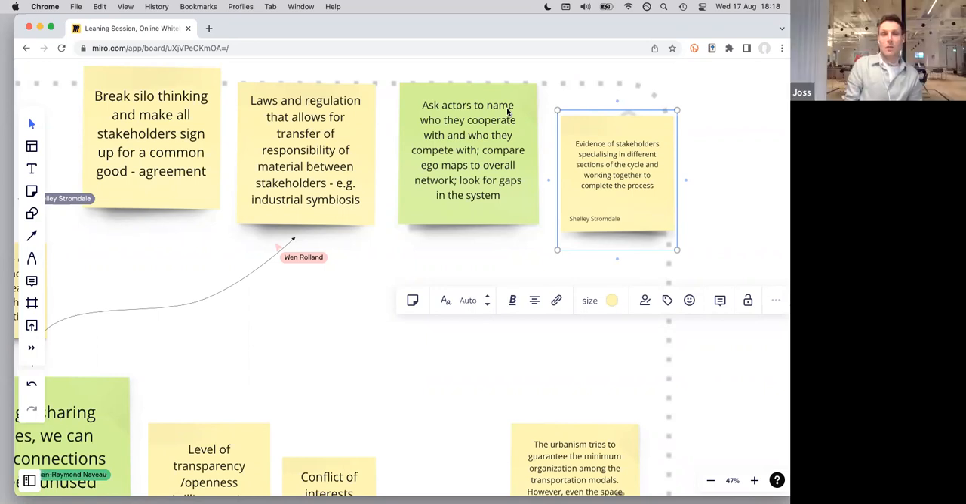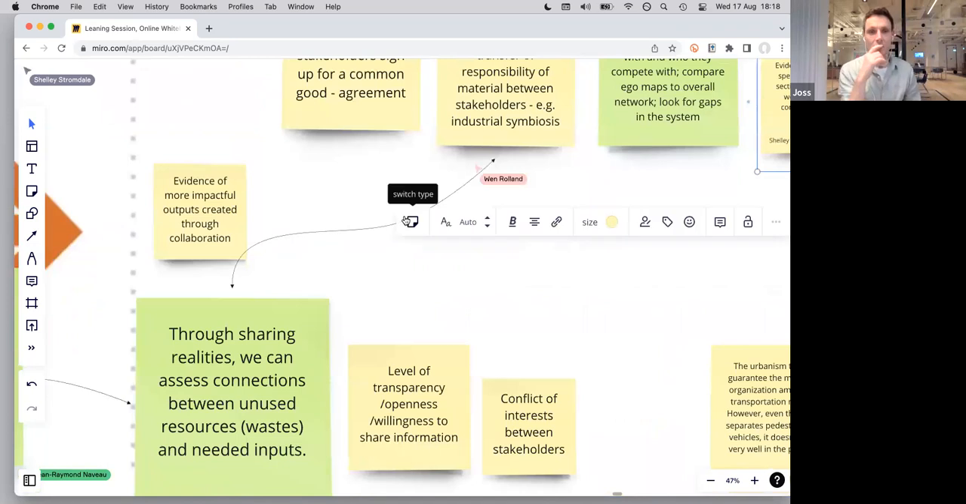Great, thanks for sharing that. Exactly, and that's something we'll be looking at. Do those issues with laws exist that are preventing those collaborations? And there can be many other reasons also. Okay, thank you. Break silo thinking and make all stakeholders sign up for common good agreements.